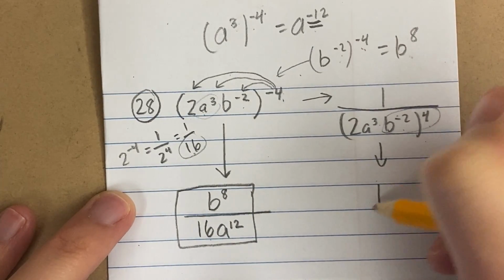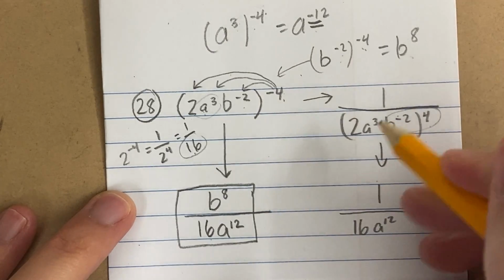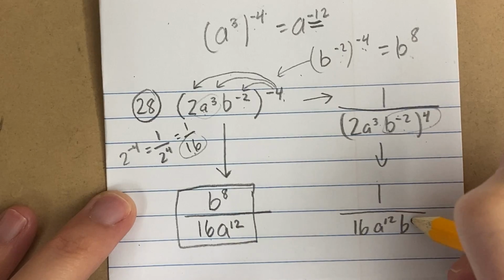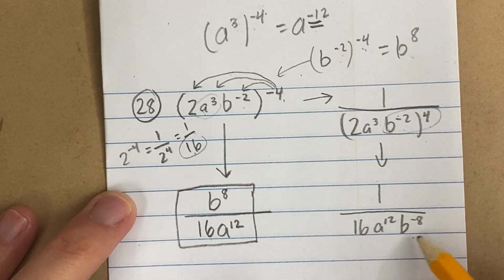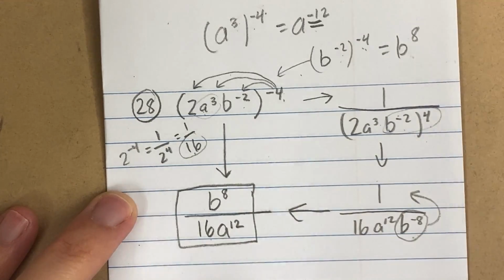Now, if you were like, I don't get it, you could have done it this way, and what you would have gotten is that this was 16 a to the 12th. If I simplified this, b to the negative 8th, and then I would have said, oh, well, because this b has a negative exponent down here, it's got to move to the top. So either way, you end up with that answer.